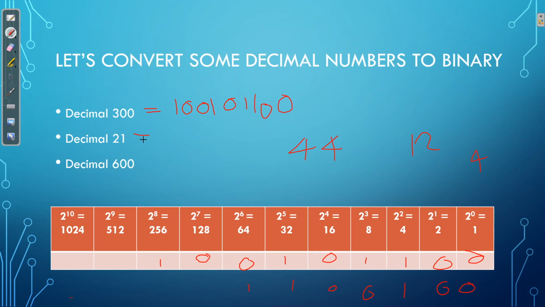Now let's look at 21 in decimal as an example. So I need a 16 to make 21, obviously, so that's going to leave me with 5. I don't need an 8. I need a 4. I don't need a 2. I need a 1. So now 21 in binary is 1, 0, 1, 0, 1.